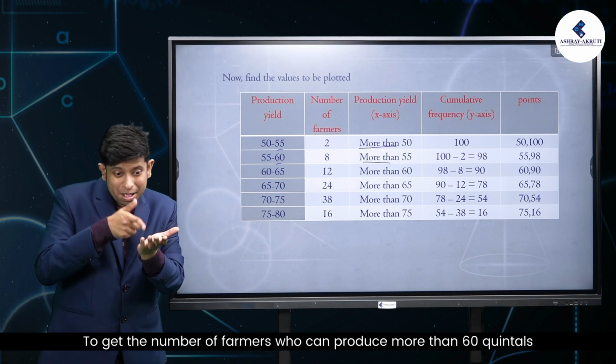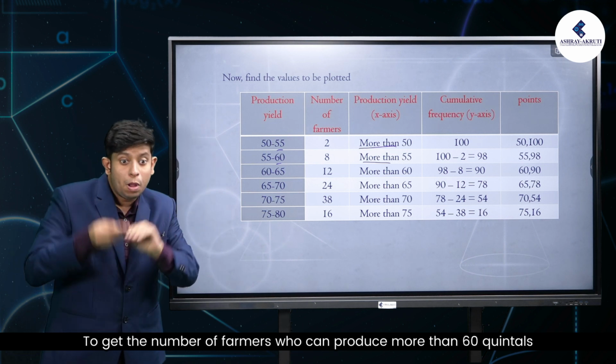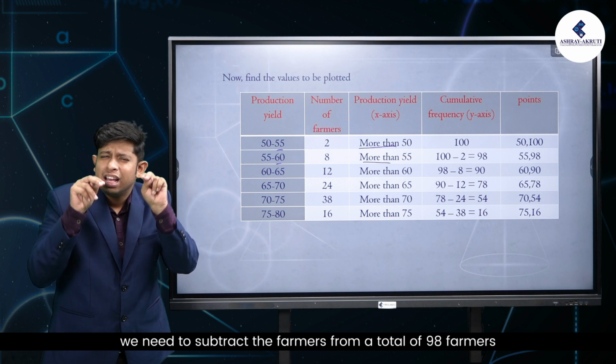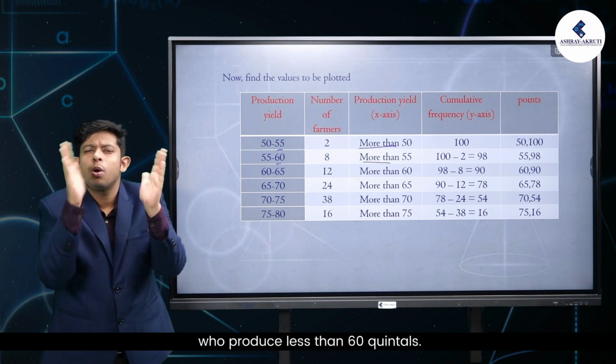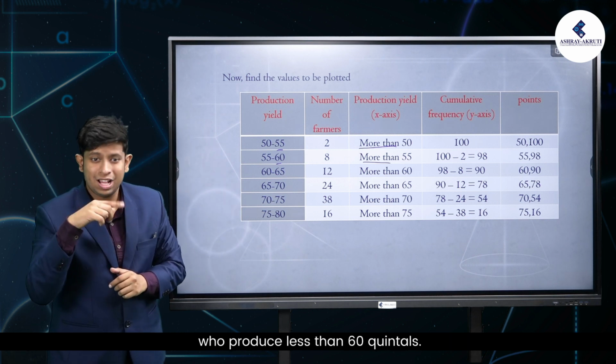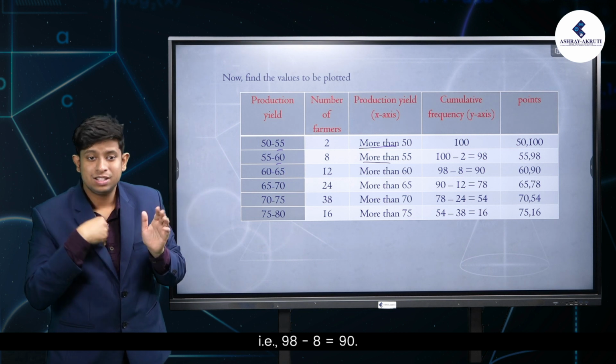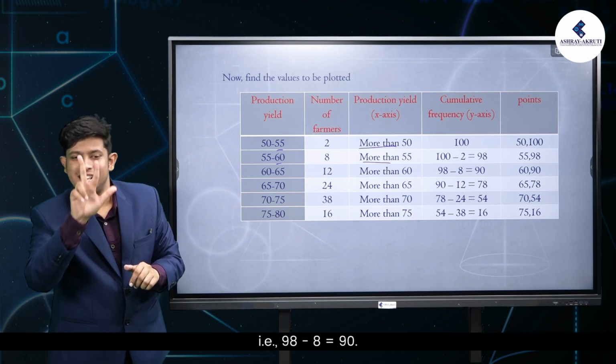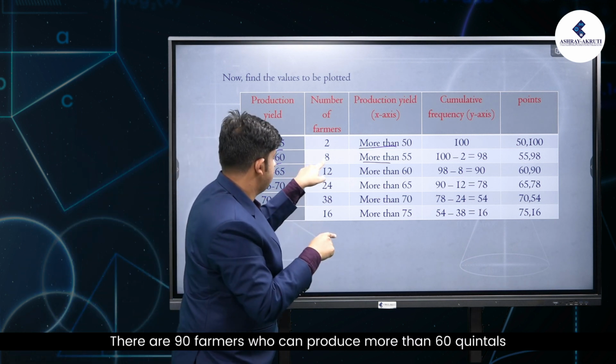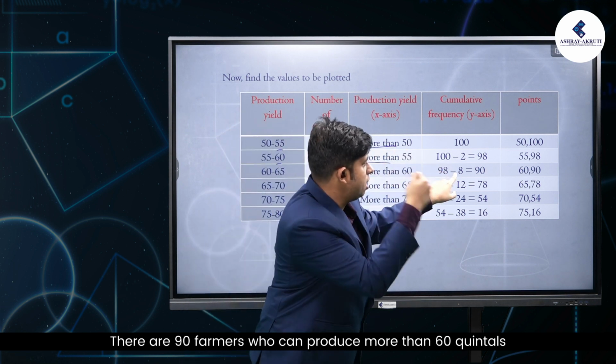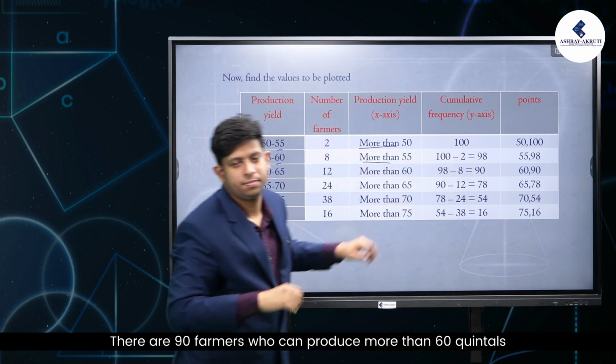To get the number of farmers who can produce more than 60 quintals, we need to subtract the farmers from a total of 98 farmers who produce less than 60 quintals. That is 98 minus 8, that is equal to 90. There are 90 farmers who can produce more than 60 quintals.